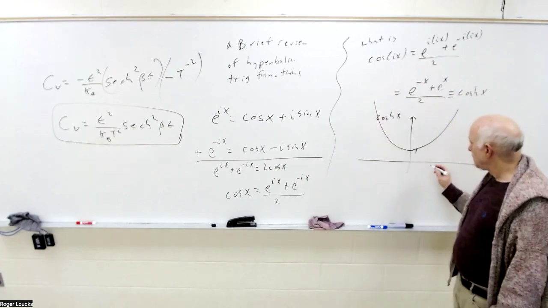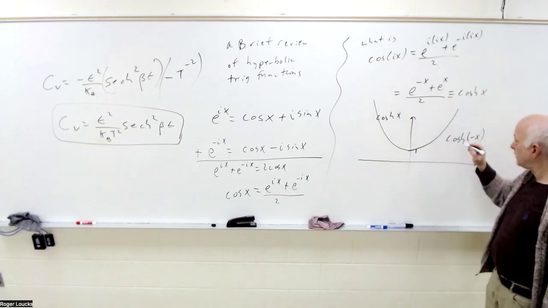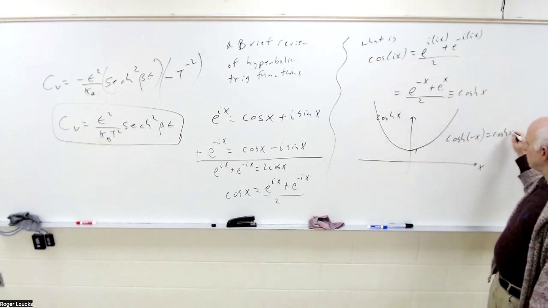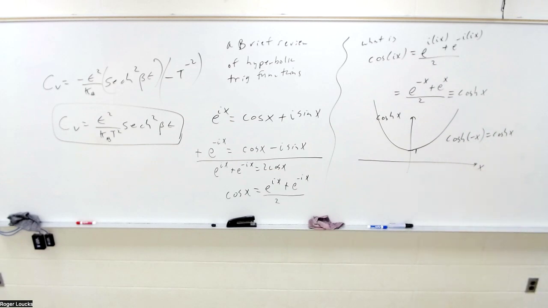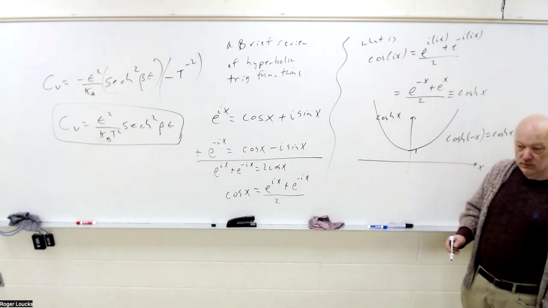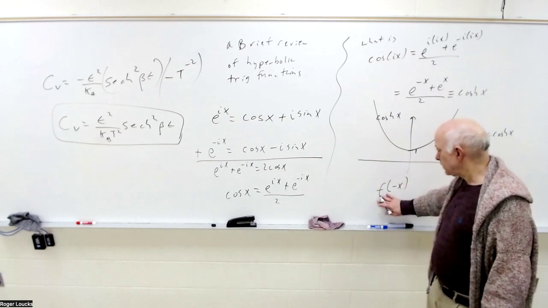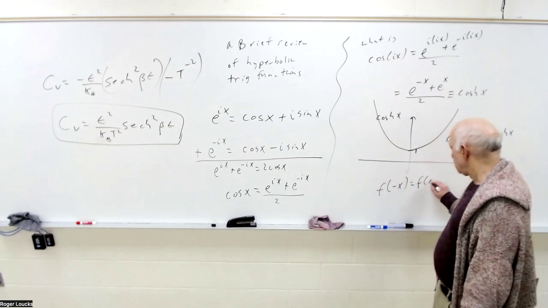What we have here is that cosh of minus x, if I put a minus x, is going to be cosh of x. So a mathematician would call this, if you have f of minus x equals f of x, an even function. This is an even function.